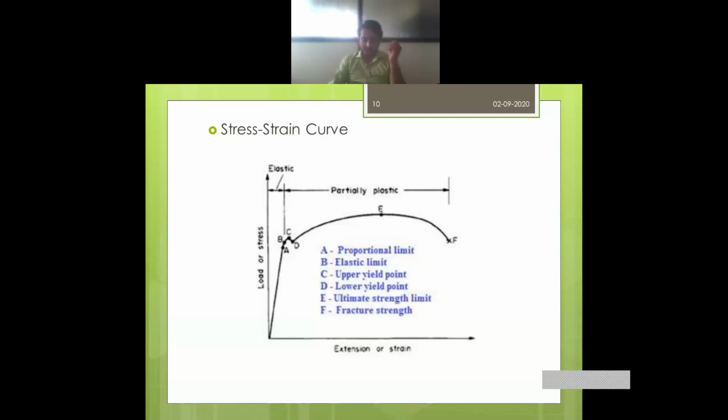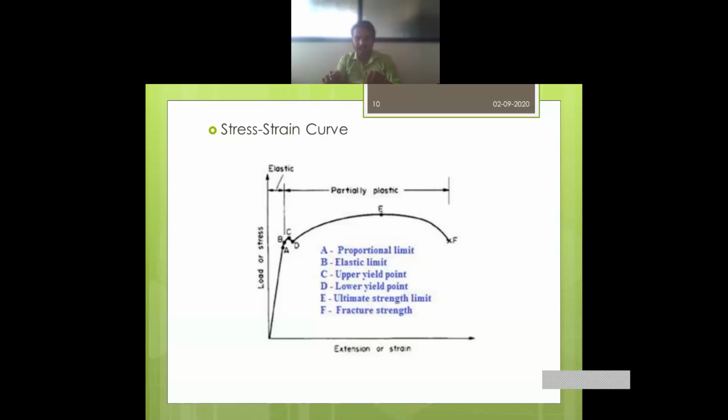From this curve, up to a load of A, you can see a point called A. Up to this point, if you increase the load, the deformation will also increase. If you release the load, the deformation will become zero. Up to this point A, we call point A the proportional limit. What is the proportional limit? Stress is proportional to strain, which is Hooke's law. Hooke's law states that stress is directly proportional to strain in the elastic state.